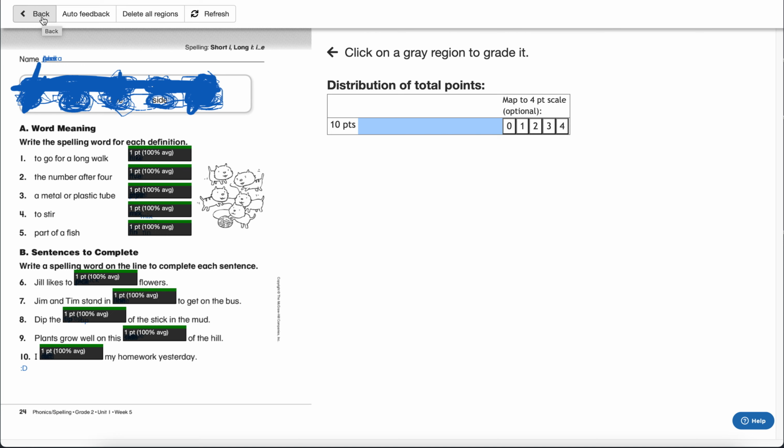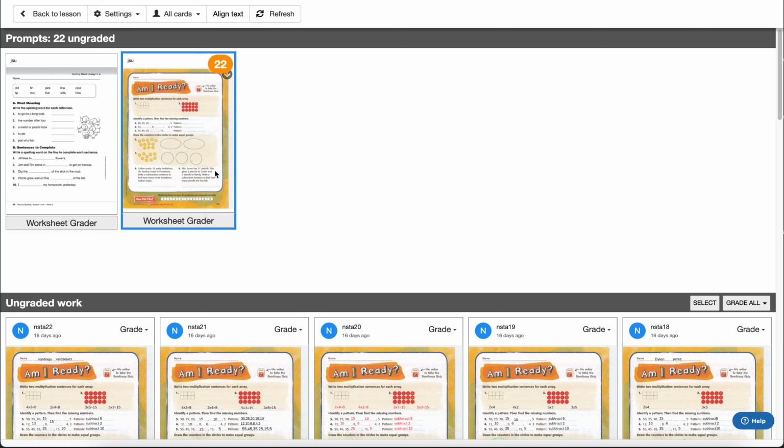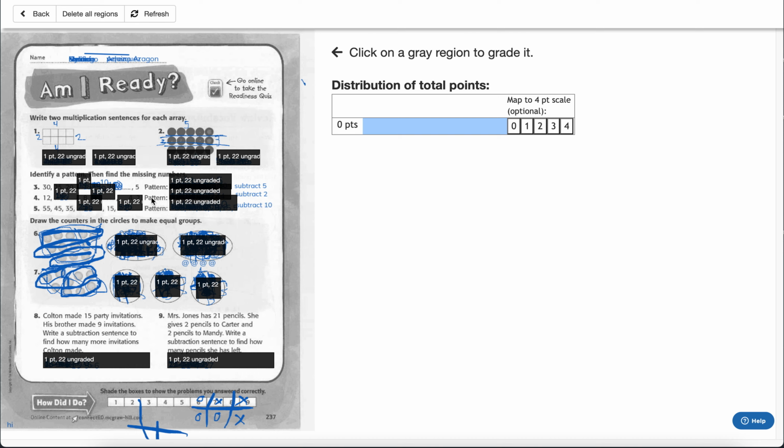Let's try something slightly harder. So we go back. Let's go to the My Math worksheet. Click Worksheet Grader. And what we're going to see is more of a diversity of responses. So again, we could just do make regions automatically. But what we notice is that sometimes it's missing some areas. And also sometimes we might want these regions to be a bit bigger to encompass the entire response area.